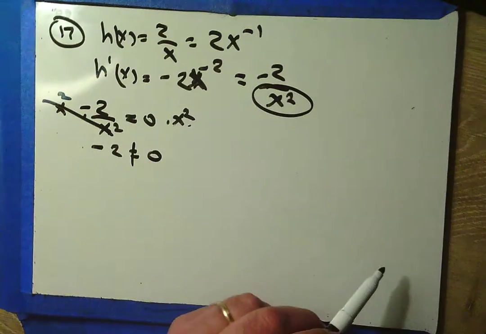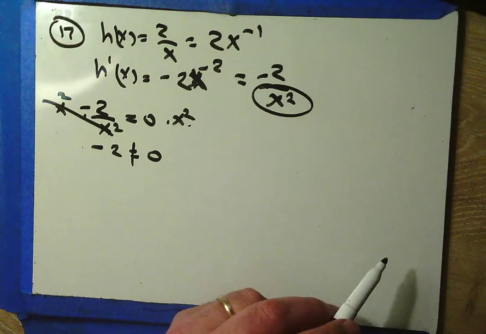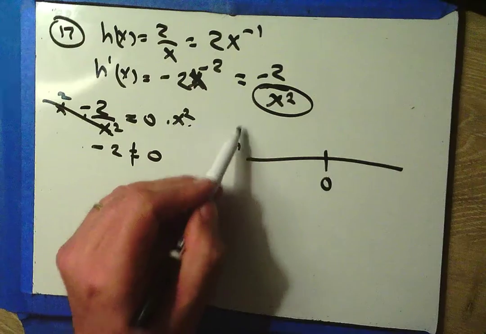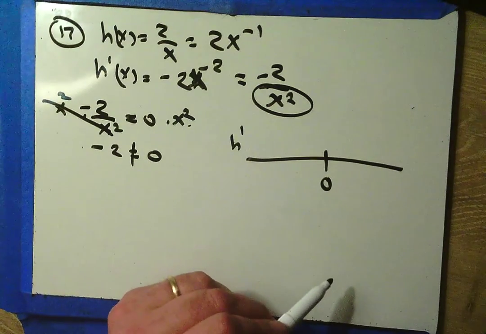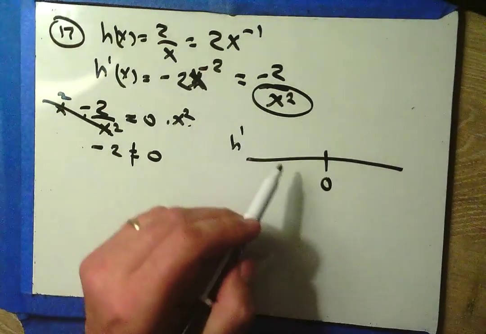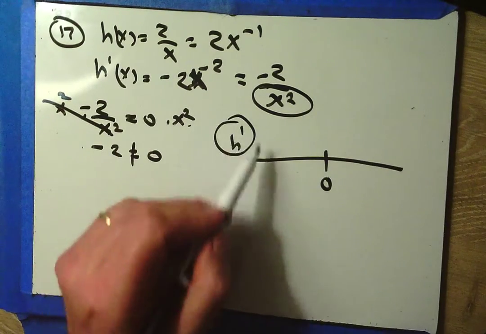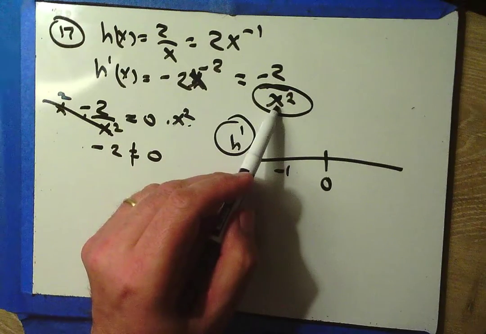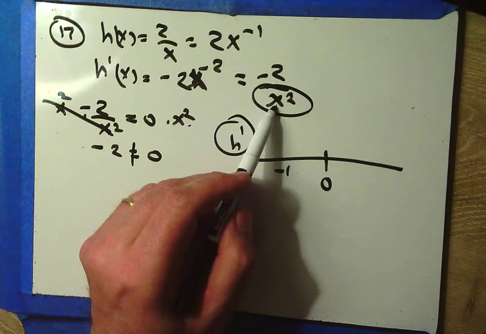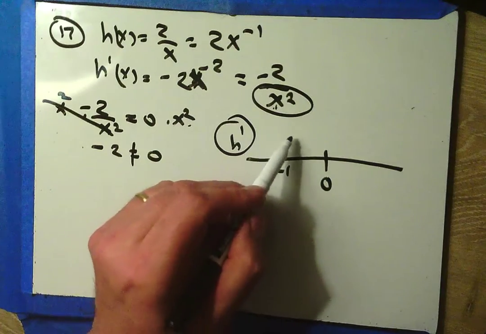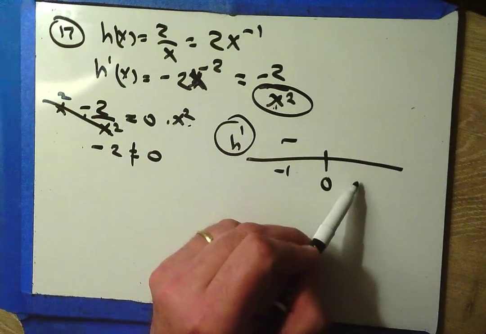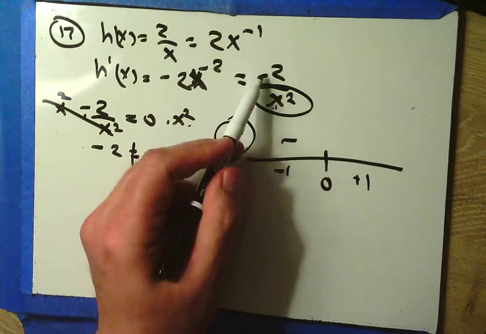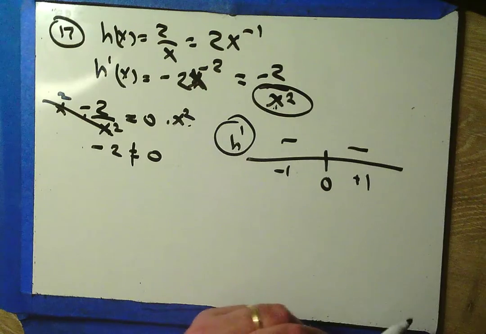But the derivative would be undefined at x equals 0. So x equals 0 is a critical point on my h prime sign chart. And if I plug in a negative here, remember it's h prime that we're plugging values into. If I plug in a -1, that's going to be squared and turn into +1, and I'm going to have -2 over +1, which is negative. And over here, if I plug in a +1, the same squaring happens, and I still get a negative over a positive, which is a negative.